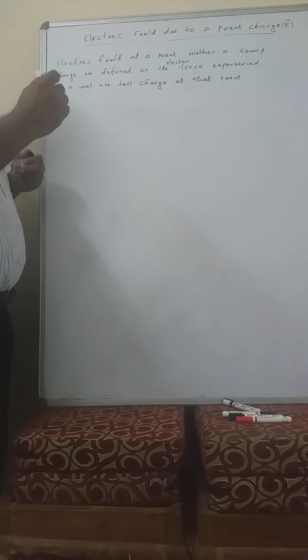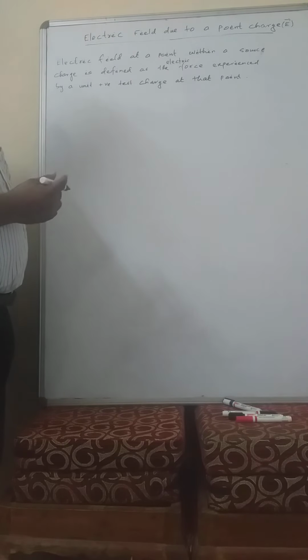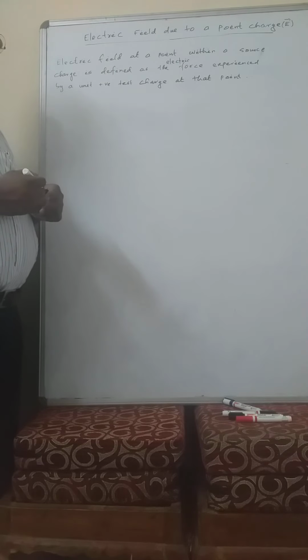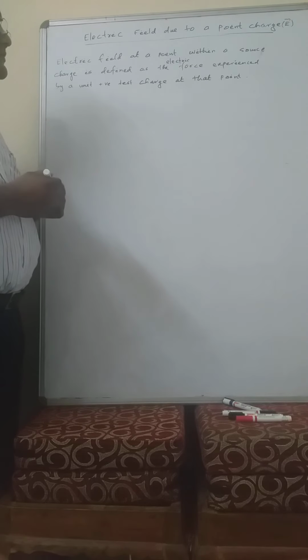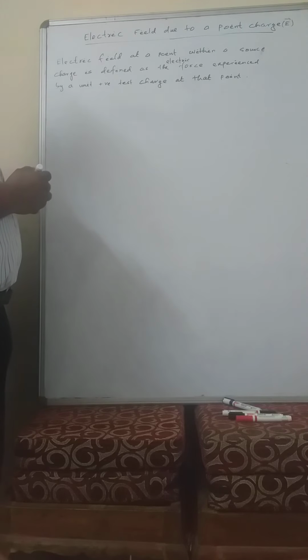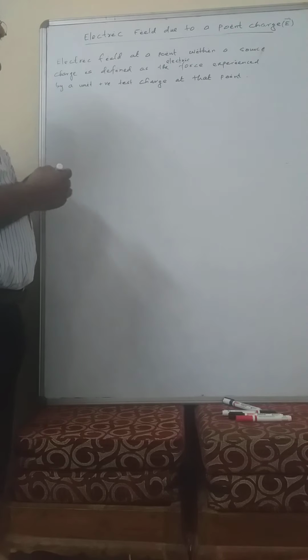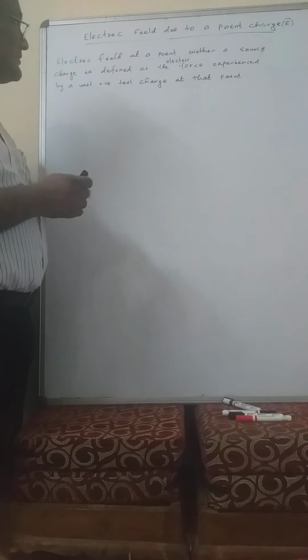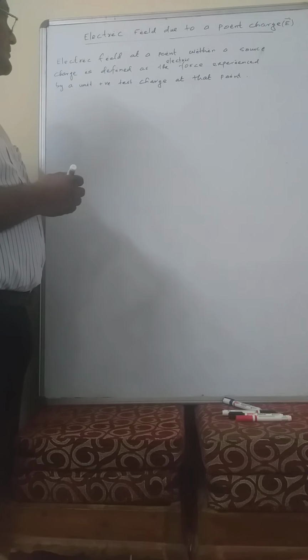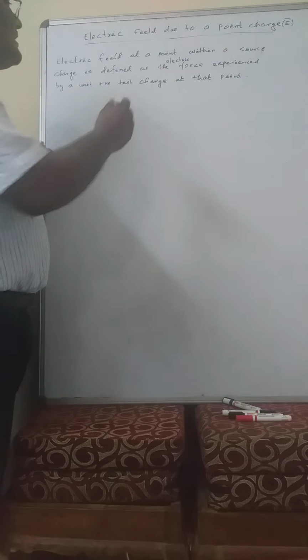Today we will discuss electric field due to a point charge and electric field due to a system of charges. First of all, we should know what is electric field. Electric field at a point within the region of a source charge is defined as the electric force experienced by a unit positive test charge placed at that point.